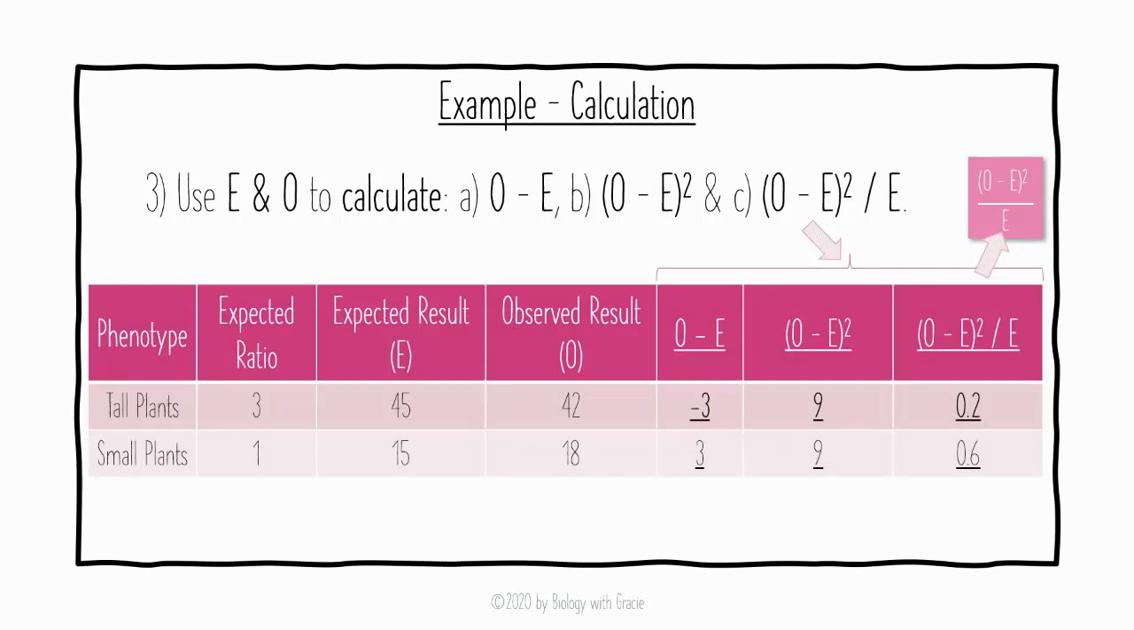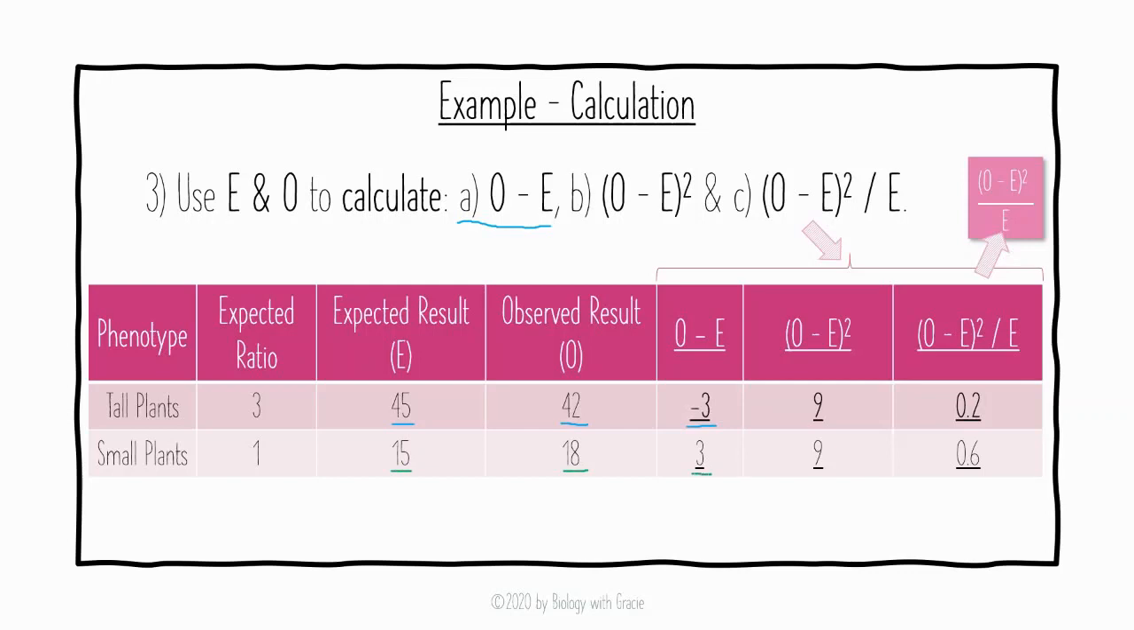For step A, we need to do our observed result, take away our expected result. If we have a look at our tall plants first, we have our observed result, which was 42 tall plants, and our expected, which was 45 tall plants. So we need to do 42 take away 45, which gives us -3. If we then have a look at small plants, our observed result is 18 and our expected result is 15. So 18 take away 15 is 3.